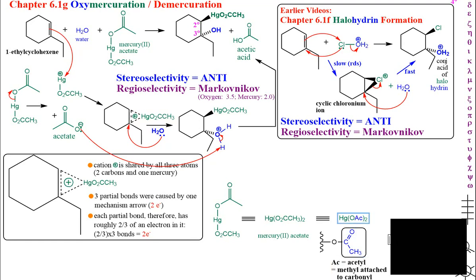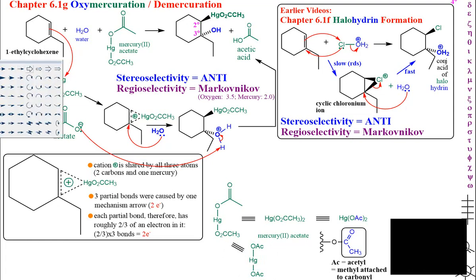So, nice short form we can use. Instead of showing this, we could have started our mechanism with OAc twice, like this. And starting our mechanism from the beginning, we would have done something like this.